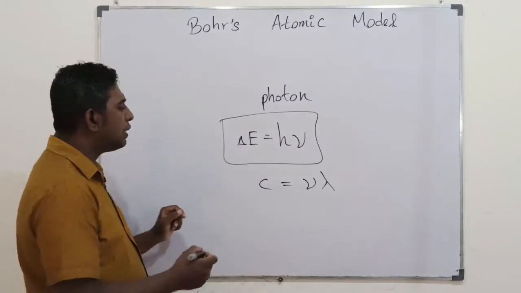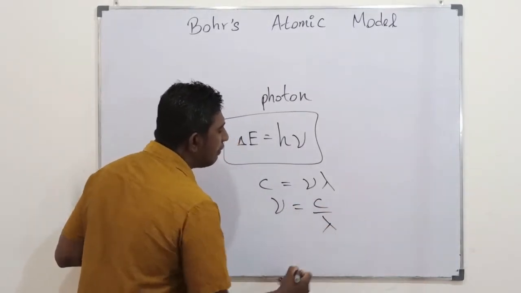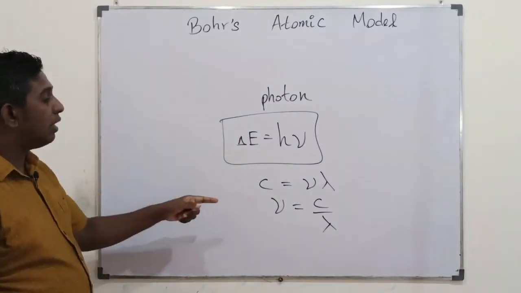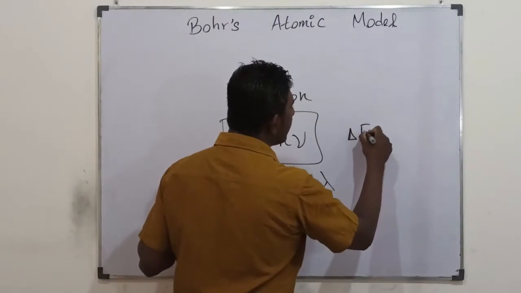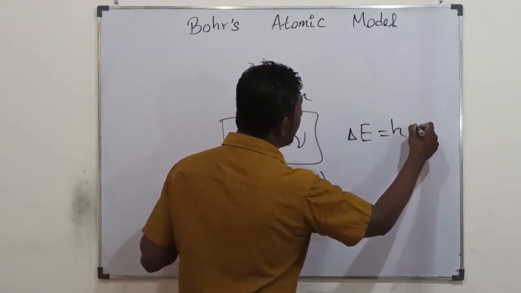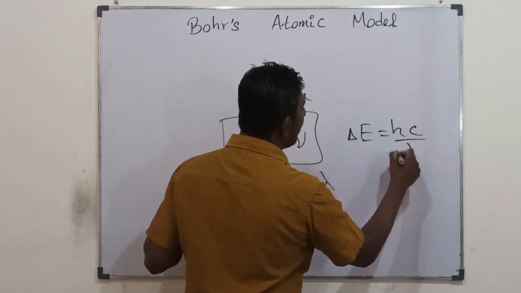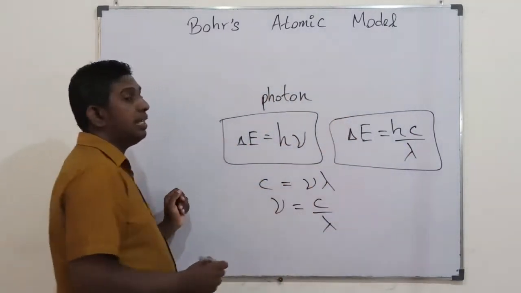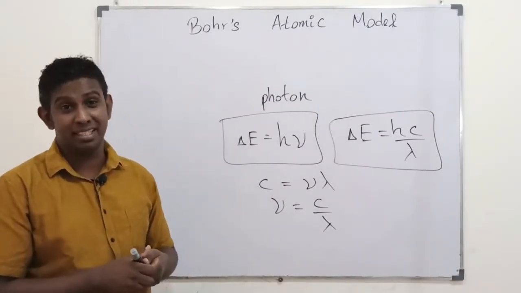Then substituting for frequency, we found that c divided by lambda equals frequency. Bringing it here, we derived our second equation. In our earlier video, we did that. So it's hc divided by lambda. Students, we talked about these in our earlier session.